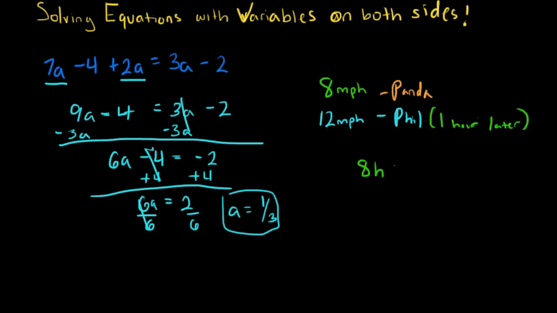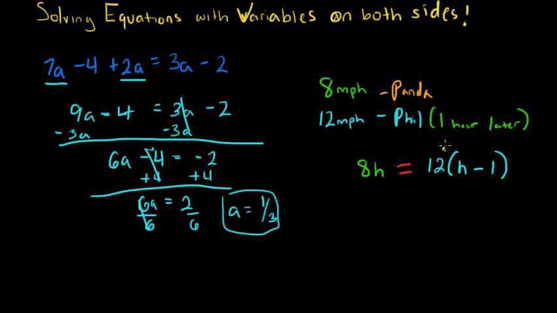Now, Phil, I'll use this light blue. Phil is going 12 miles for, well, it is an unknown amount of hours, excuse me. It's the amount of hours that the panda travels minus 1 because he left an hour later. And what do we want to know? Well, we want to know, when will Phil catch up with the panda? When will they cover the same distance, or when will they equal one another? And now we have an equation that we can solve.